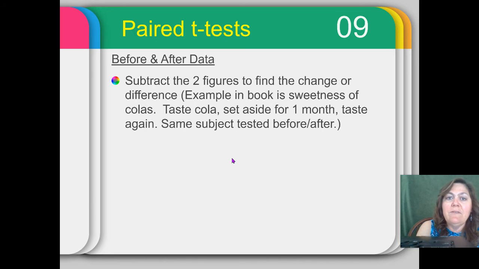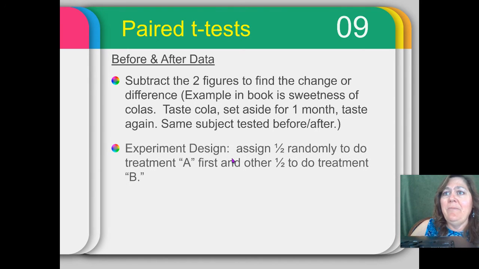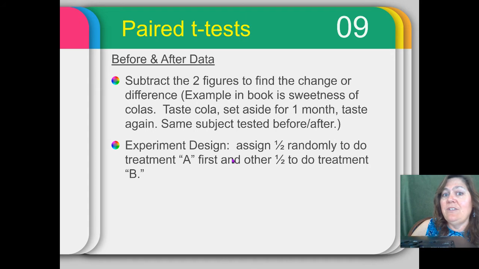Okay, in the book, there's an example of this if you want to go look at it, and it was about the sweetness of colas. This was kind of gross. They tasted the cola, and they set it aside for a month, and then tasted it again. So it was, how sweet was it a month later, before and after, okay? If it's talking to you in homework, it will about your experimental design for this. Remember, when you do a test like this, you need to assign half the people to do treatment A first and the other half to do treatment B first if they're doing different colas, okay?